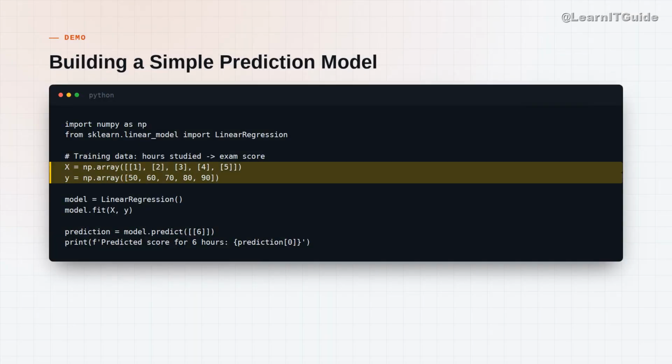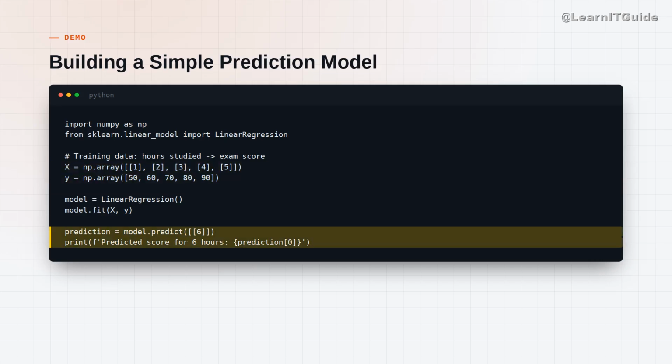Here is a simple example. On lines 5 and 6, we define our training data: how many hours a student studied versus their final score. On lines 8 and 9, we initialize our linear regression model and fit it to that data. This is the learning phase.